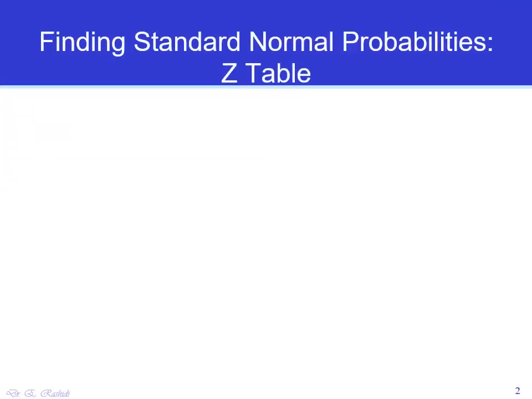Finding standard normal probabilities using a z-table. Suppose that we have a random variable that follows a z-distribution. I'm going to call the random variable z. Since it follows a z-distribution, it means that it follows a normal distribution with an average of 0 and a standard deviation of 1.